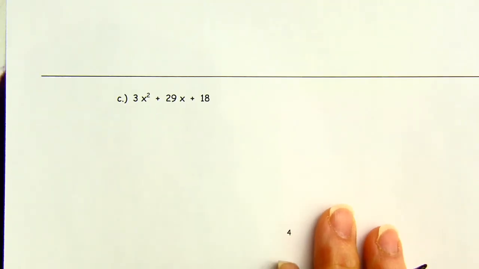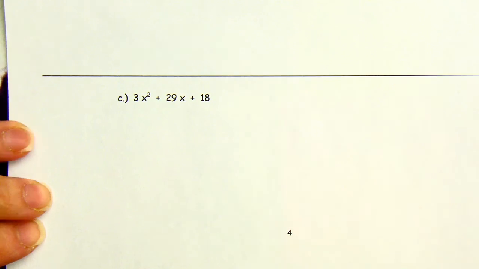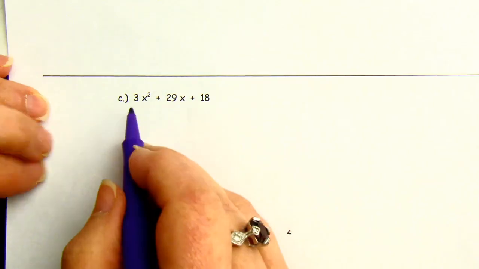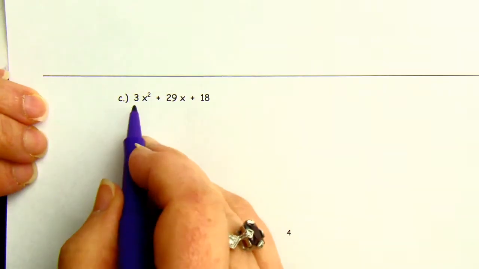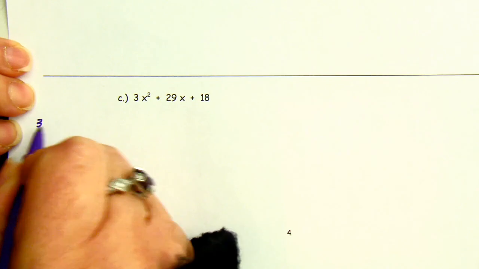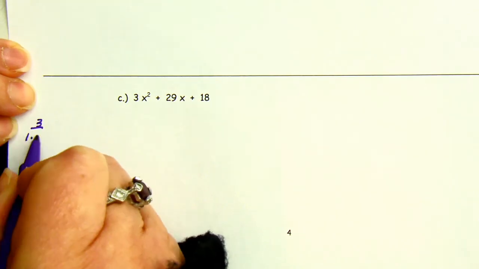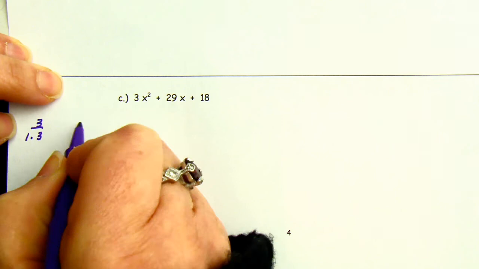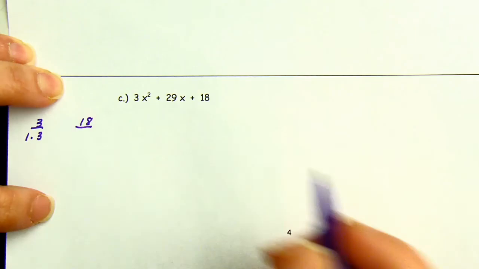All right, hopefully you paused the video. And let's take a look at this last problem. This one's not so bad either because 3 is a prime number. So 3 can only be gotten by doing 1 times 3. 18, however, we've got a little more factors to contend with.